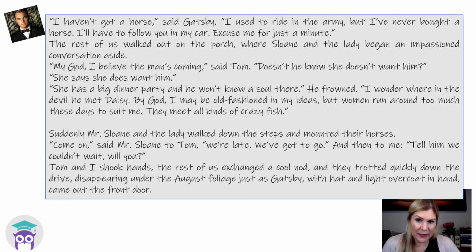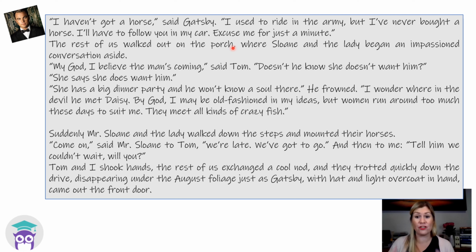So in this moment where Tom and his friend Sloane, and Sloane's, we assume, wife, stop in on the house in order to have a little refreshment, there is a very, very clear class differentiation between them in their old money and Gatsby with his new money. And one of the ways that this is presented is through the juxtaposition between horses and cars. They all come on horseback. J. Gatsby has to admit that he hasn't got a horse, that although he used to ride in the army, he never bought one, and instead he'll have to follow you in his car, the car which is a sort of symbol of innovation and newness, hence his new money.